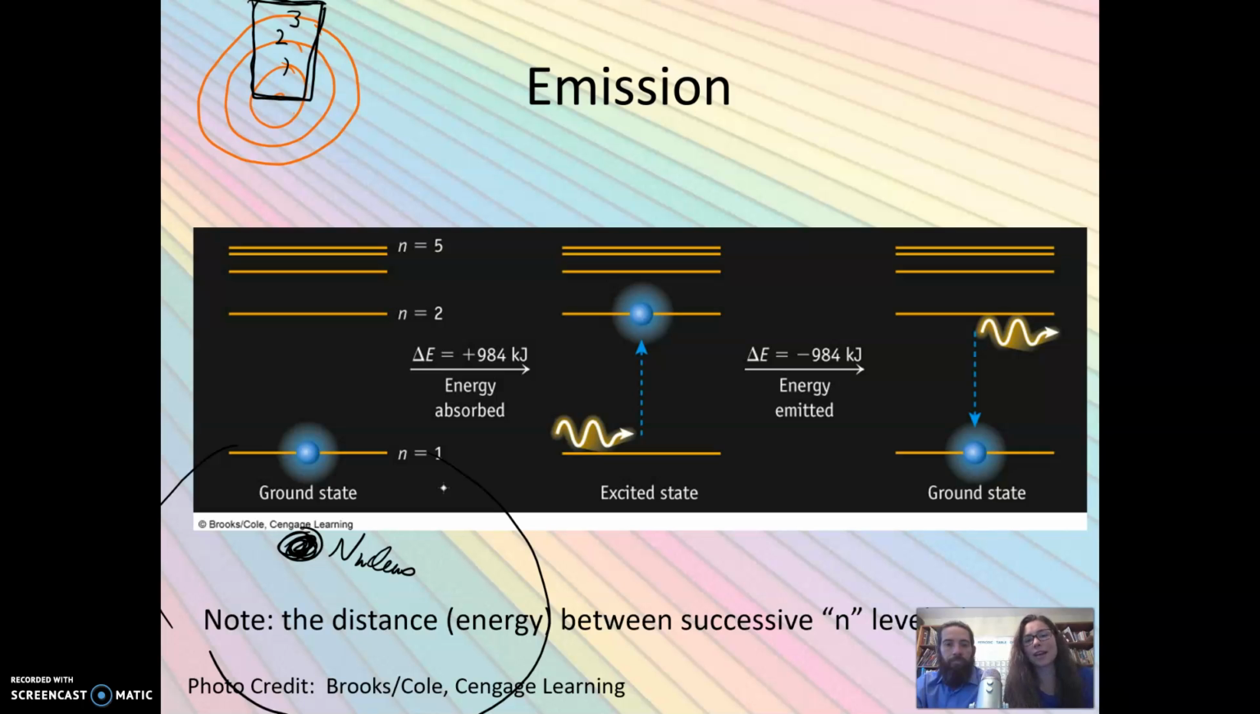That's why every single time we see an n equals 3 or n equals 2 down to n equals 1, it's always the same bright line. It's always that same magnitude of energy. Another thing I want to point out is that these ladder rungs are getting closer and closer together as you get further and further away from the nucleus. So the first step is the biggest step. n equals 1 to n equals 2 is the largest energy difference, and then it gets smaller and smaller and smaller.